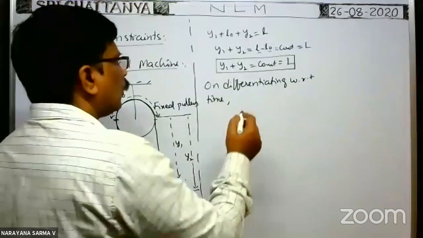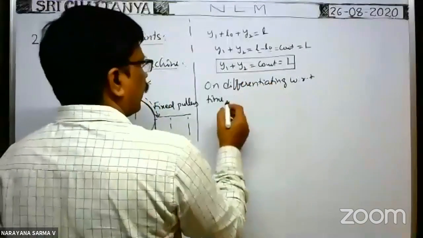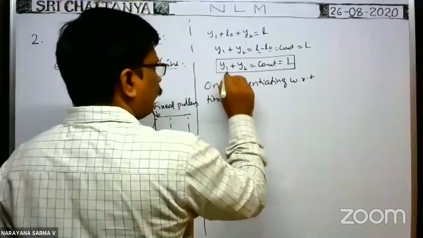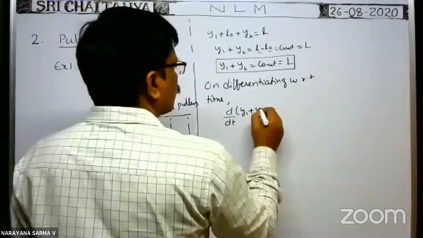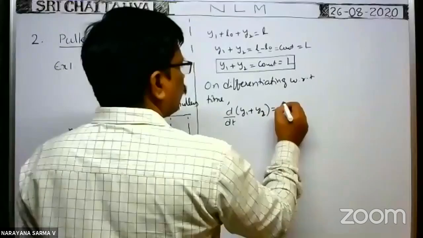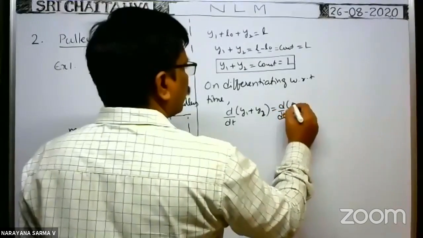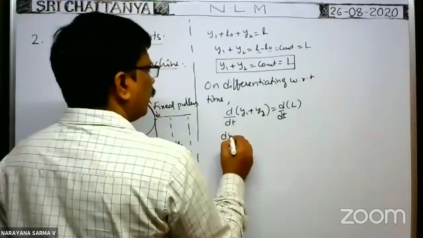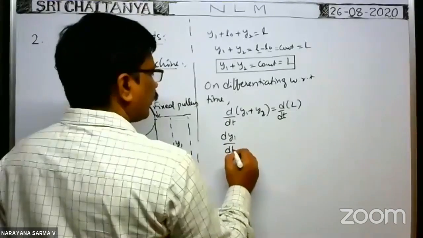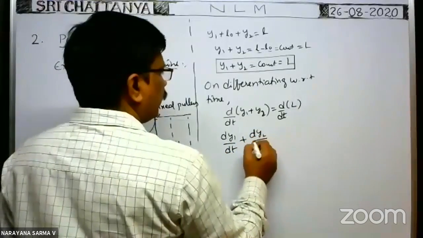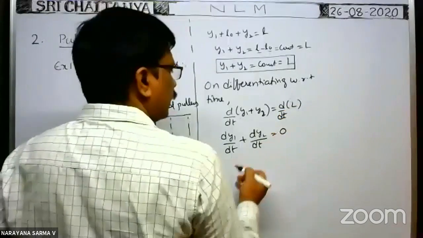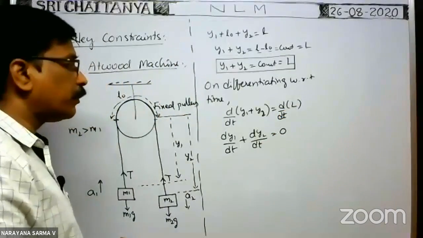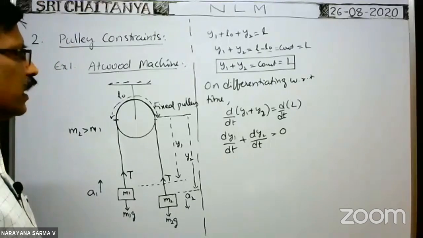Now, on differentiating this equation with respect to time, d by dt of y1 plus y2 is equal to d by dt of L. So dy1 by dt plus dy2 by dt is equal to, as it is constant, when you differentiate it, you will get 0. What about dy1 by dt?